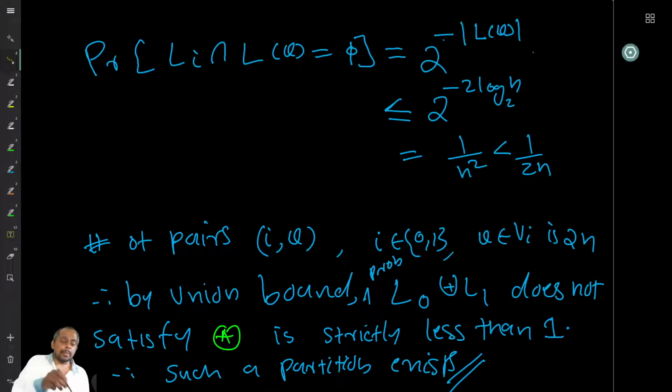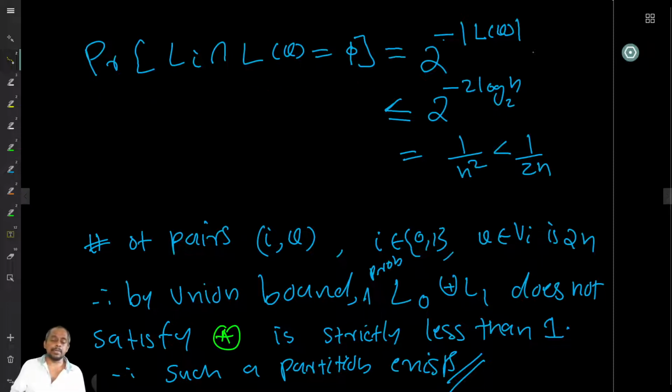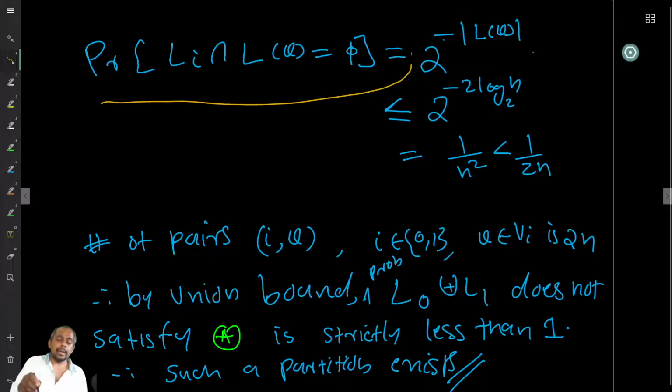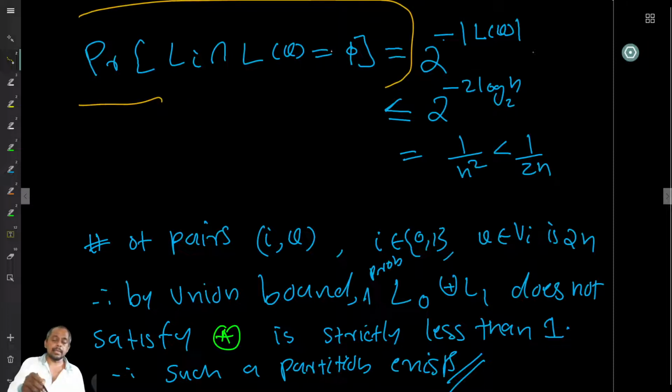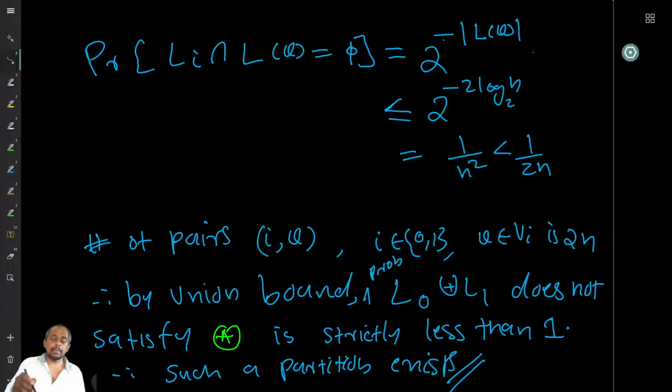Now, what is the probability? Because this is a random experiment, now I can talk about the probability of events. The probability that Li intersection L of v, for any vertex v, is the empty set. This is the probability that none of the colors in L of v are chosen by the random experiment.